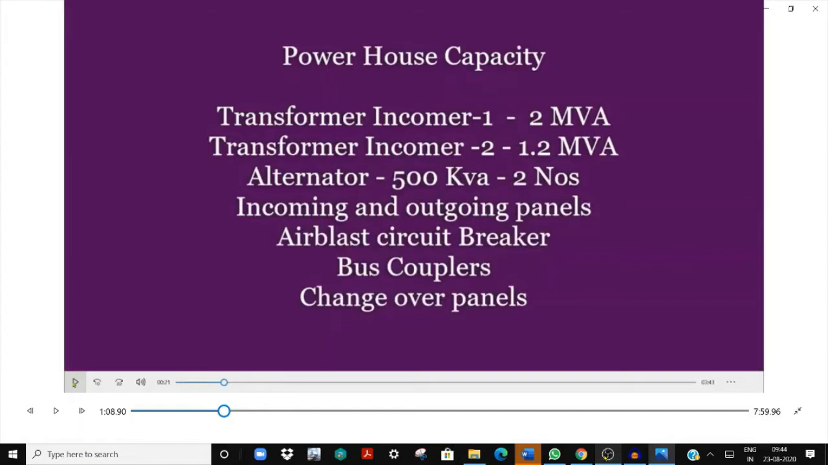Let's see what items in this powerhouse we are going to discuss. We have two transformers of 2 MVA and 1.2 MVA respectively, and we have two alternators, each 500 kVA. Then we have incoming panels, outgoing panels, circuit breakers, bus couplers, and changeover panels.